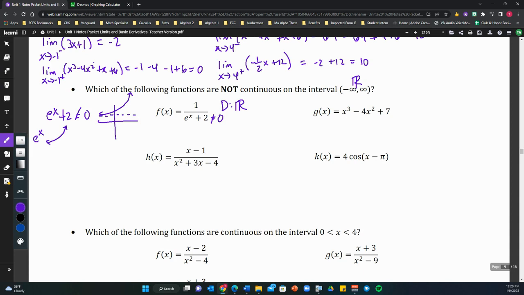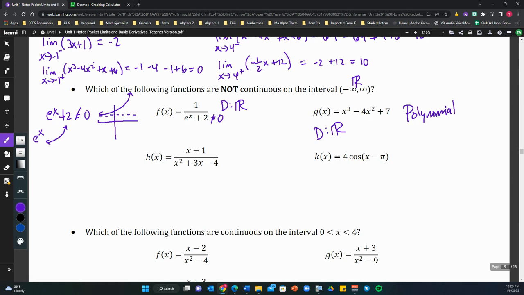g of x equals x cubed minus 4x squared plus 7. Well, right off the bat, you should notice that this is a part of the polynomial functions family. Domain of all reals. This is the prototypical well-behaved family of functions, so this one is continuous everywhere as well.